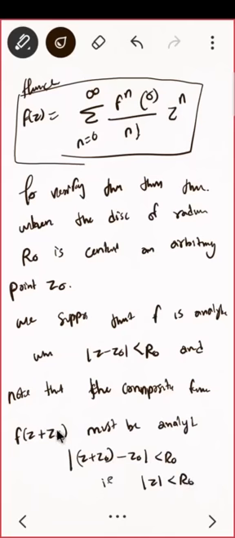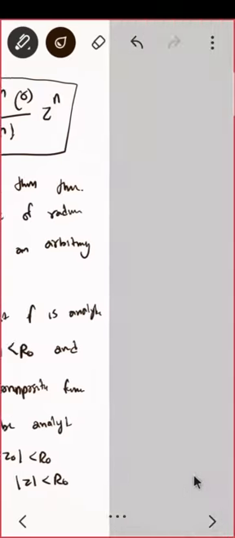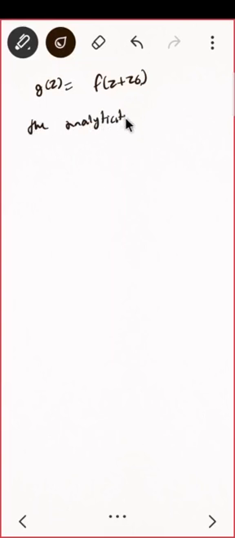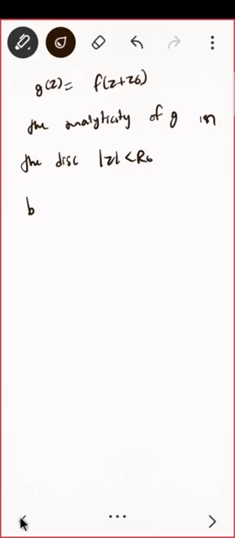So can I write my formula for this? For this function, at the place of z, I have to put this z plus z0. Correct? That means you can consider this as a new function, say g of z. So we write g of z equal to f of z plus z0. The analyticity of g in the disk mod z is less than r0. So can I use my previous theorem? So by using my proof, you can say star.